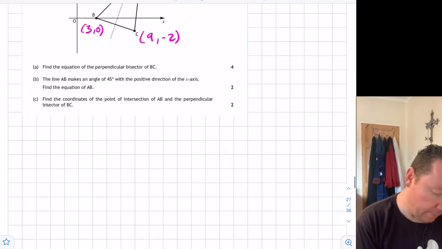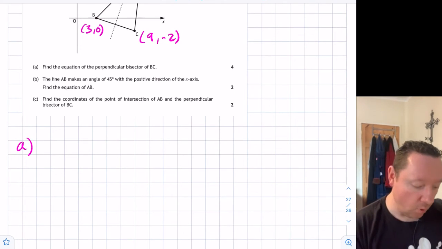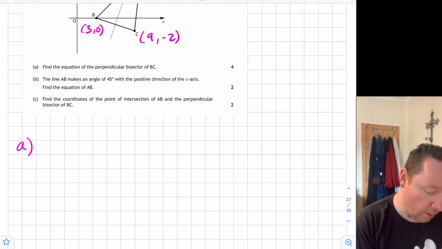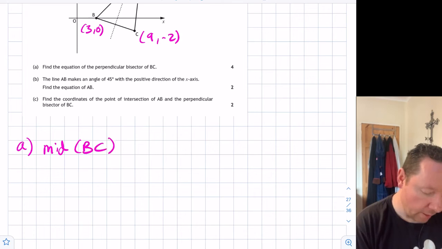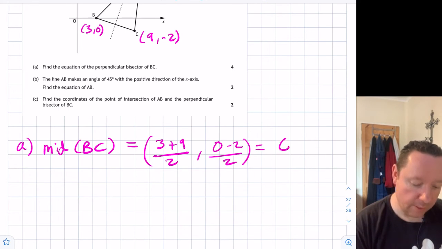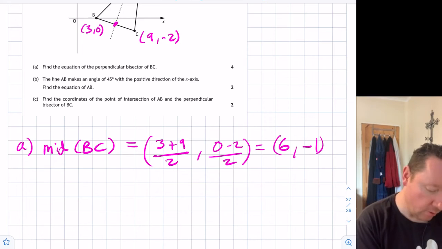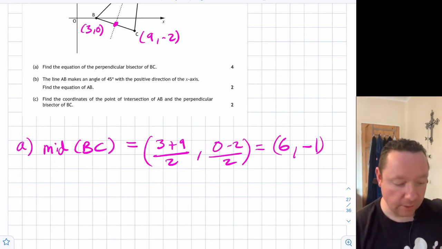So part A, for a perpendicular bisector, we need the gradient and we need the midpoint. So let's start off with the midpoint of B and C. So that's 3 plus 9 divided by 2, and it's also 0 minus 2 divided by 2. 3 plus 9 is 12, divided by 2 is 6. Minus 2 divided by 2 is minus 1. So we've got our midpoint. There it is there. And then we need the gradient.